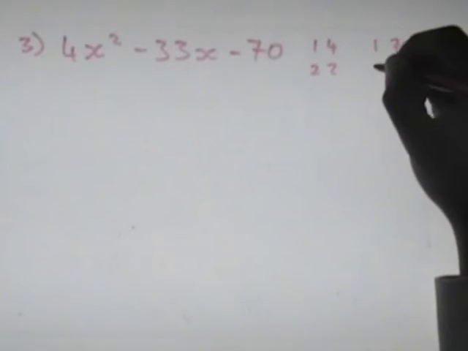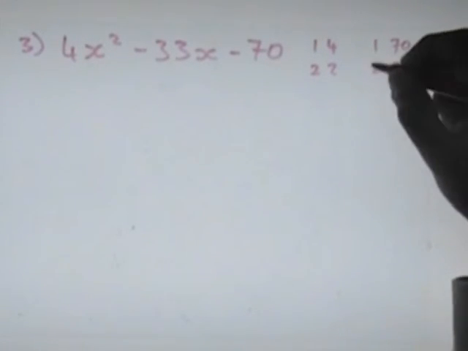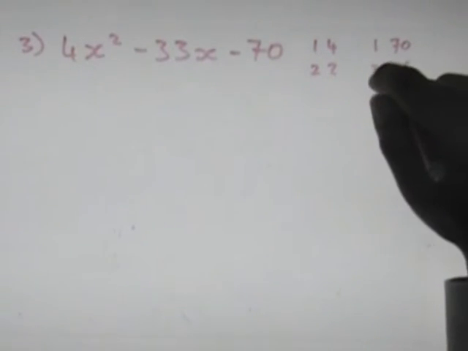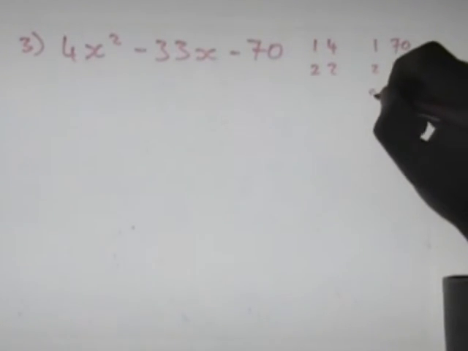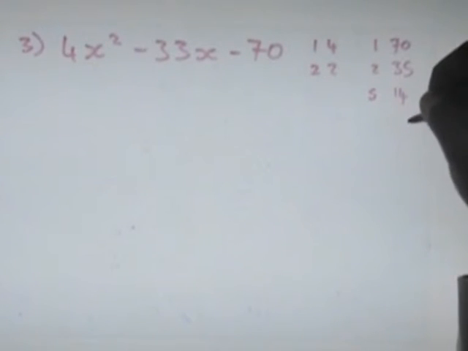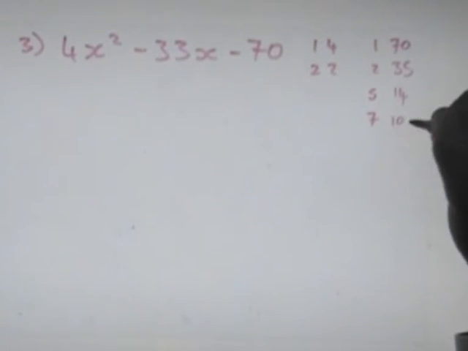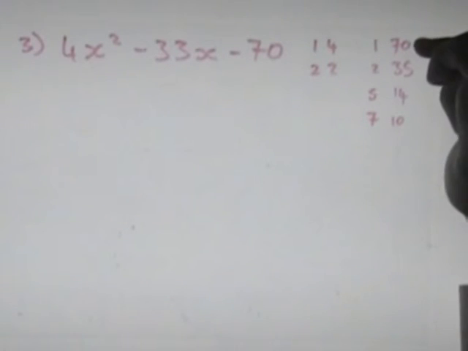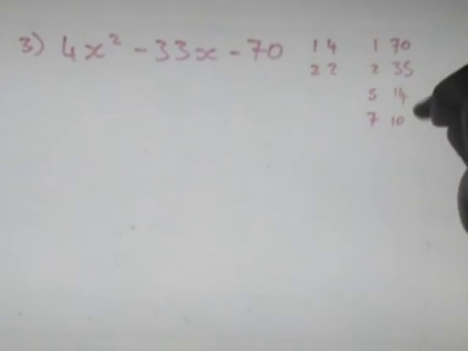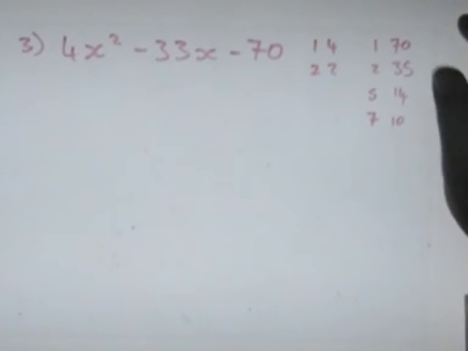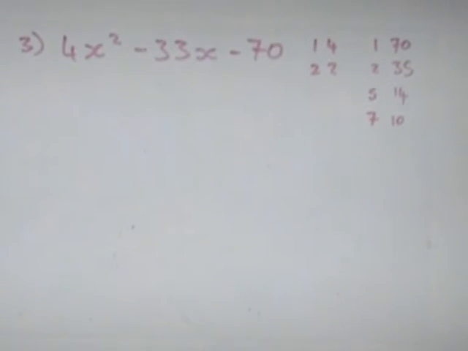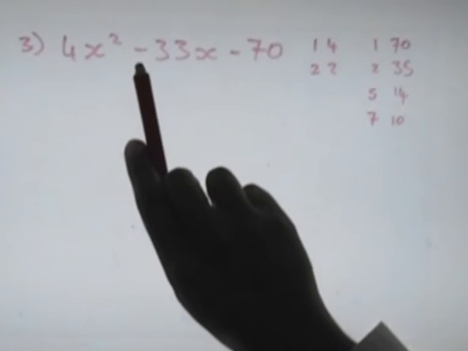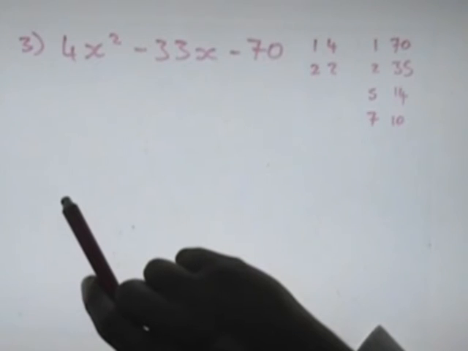1 times 70, 2 times 35, 3 doesn't go, 4 doesn't go, 5 times by 14, 7 times by 10, and then it starts to reverse the order again. Now you don't need to go through each of these. By now you should be familiar enough with it to be able to identify more or less which factors look right. Remember, we're trying to get to negative 33x.